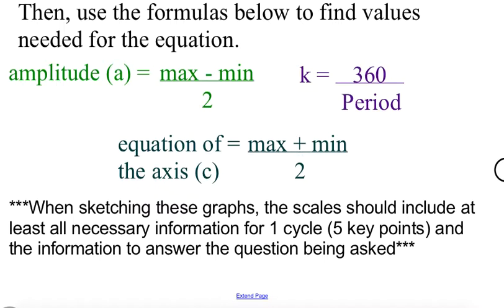If you look at these formulas, we talked about the amplitude being the max minus the min divided by 2. Our k value, if we're dealing with degrees, is 360 over the period. Our equation of the axis is the max plus the min divided by 2. We need to always make sure that we have 5 key points when we're graphing these, okay? So make sure you put your 5 points on your graph.